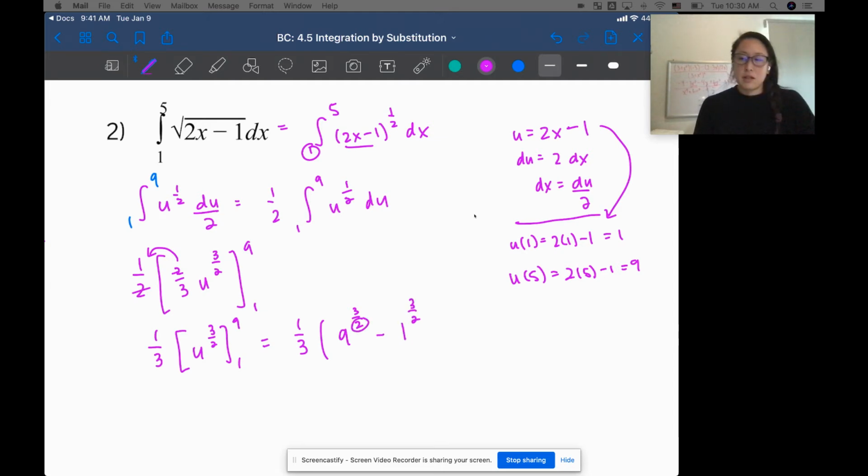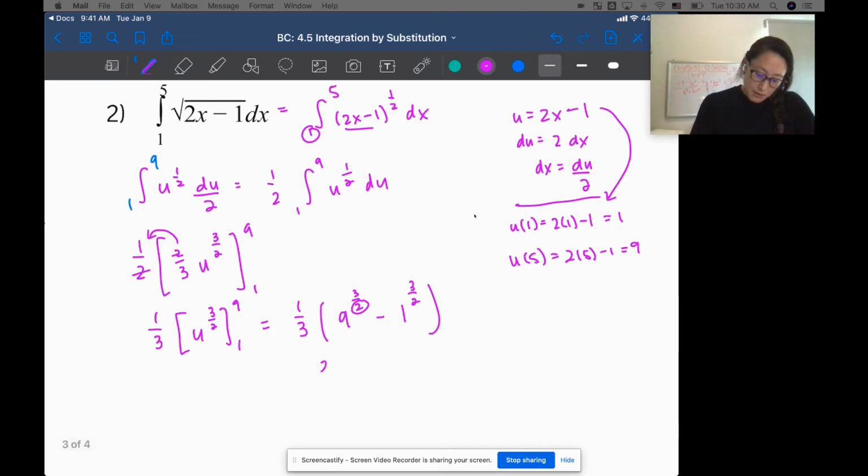Okay, the bottom number tells us we're taking the square root. So the square root of 9 is 3, and then cube that, that would be 27. So I have 27 over 3 minus the square root of 1 is 1, and cubed it is 1, so minus 1/3 gives me 26 over 3.